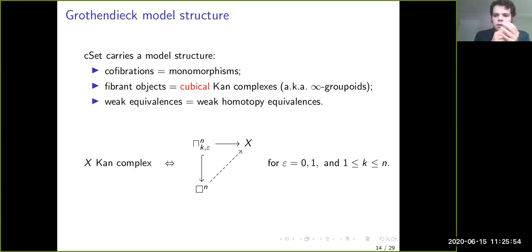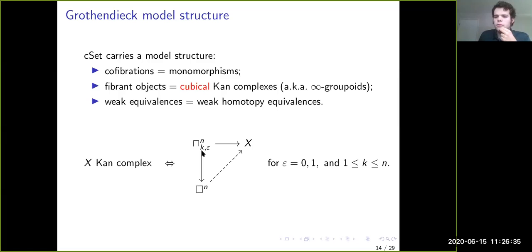Right, so one model structure which has been previously established on the category of cubical sets is what's called the Grothendieck model structure. In this, the cofibrations are monomorphisms, just as in the previous examples we saw for simplicial sets. The fibrant objects here are what we call cubical Kan complexes, which again represent infinity groupoids, and the weak equivalences are weak homotopy equivalences. What it means for a cubical set to be a cubical Kan complex is that we have fillers in that set for all open boxes.